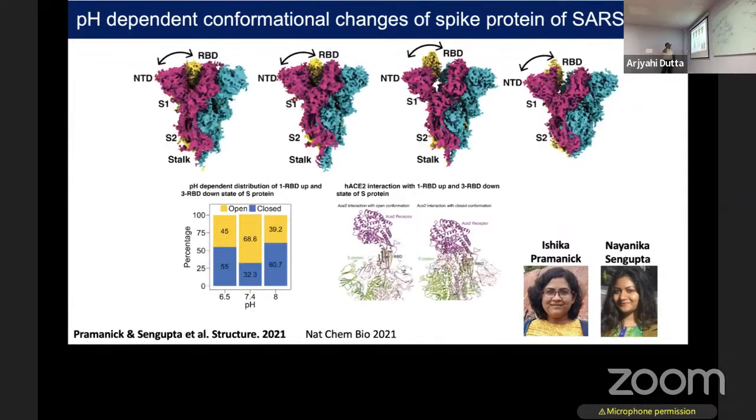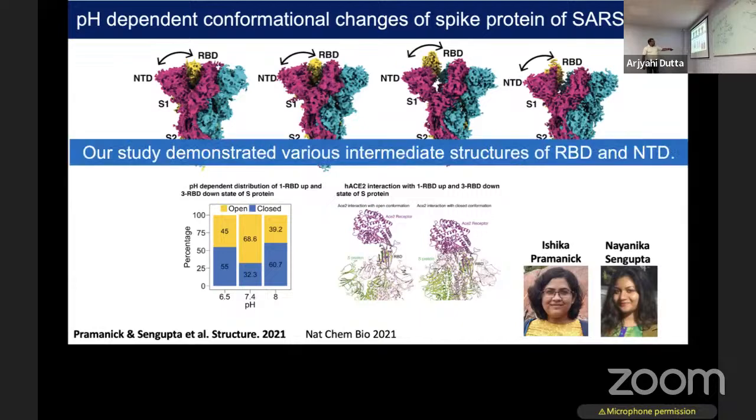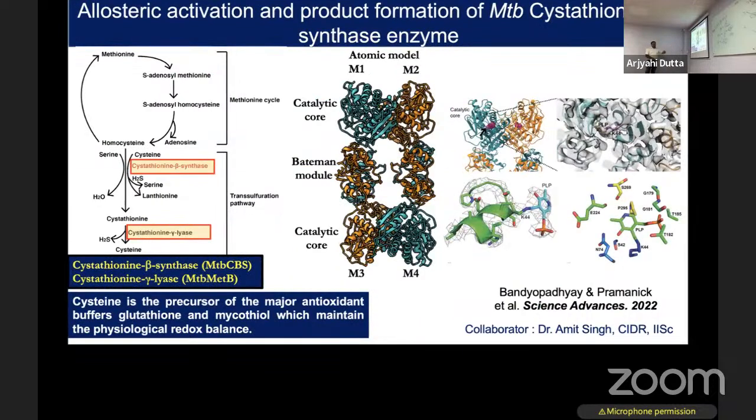Now we resolved the three-dimensional structure of this spike protein, and there we showed that physiological pH is very important for the open conformation and closed conformation. And not only that, we are getting open or closed conformation, we are getting some intermediate conformation also. I don't want to spend too much time with those things.